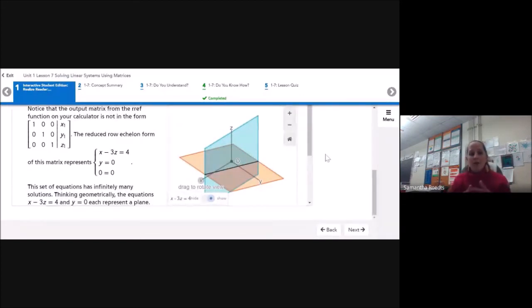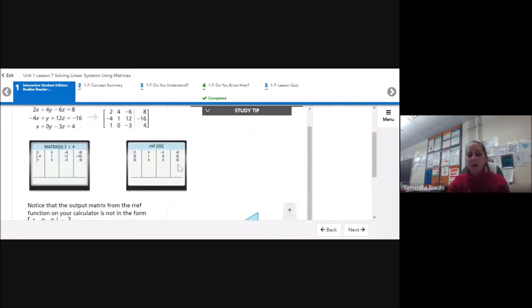So this set of equations has infinitely many solutions. Okay, I couldn't find a solution where x had a value, y had a value, and z had a value. Okay, so there's infinitely many solutions, which means I could substitute a lot of different numbers in order to solve this set of equations. That's what this means, okay?